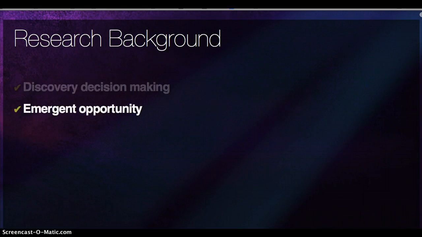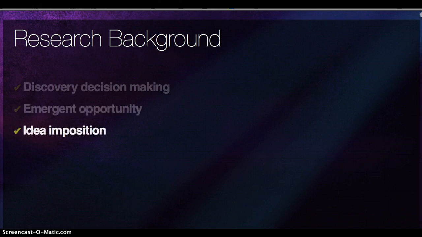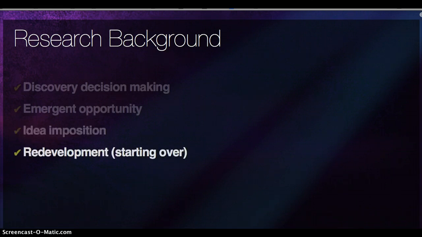A variation of this, which is the emergent opportunity, where you start out in a systematic process, but then once a good idea is identified, you drop the process and just select that as the solution. The third is idea imposition, which is where you start out with the solution at the very beginning, and then most of the process is about justifying that decision.